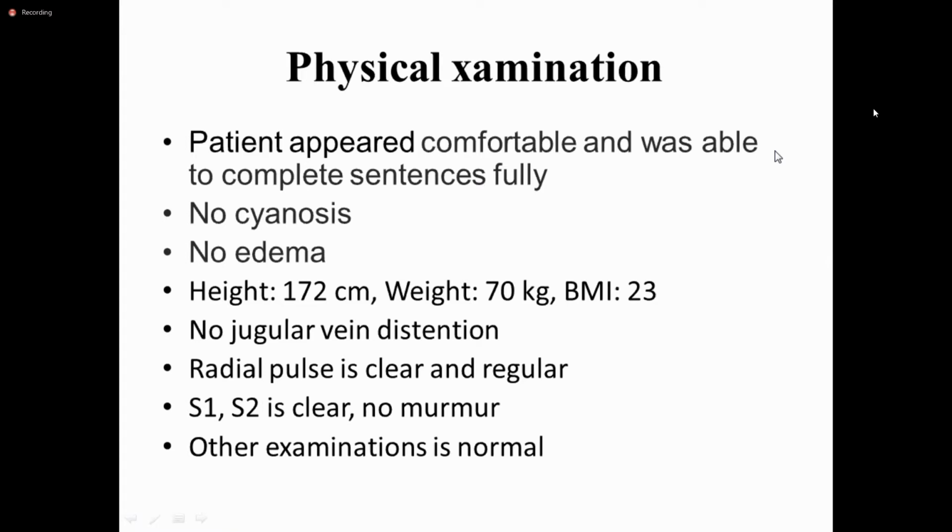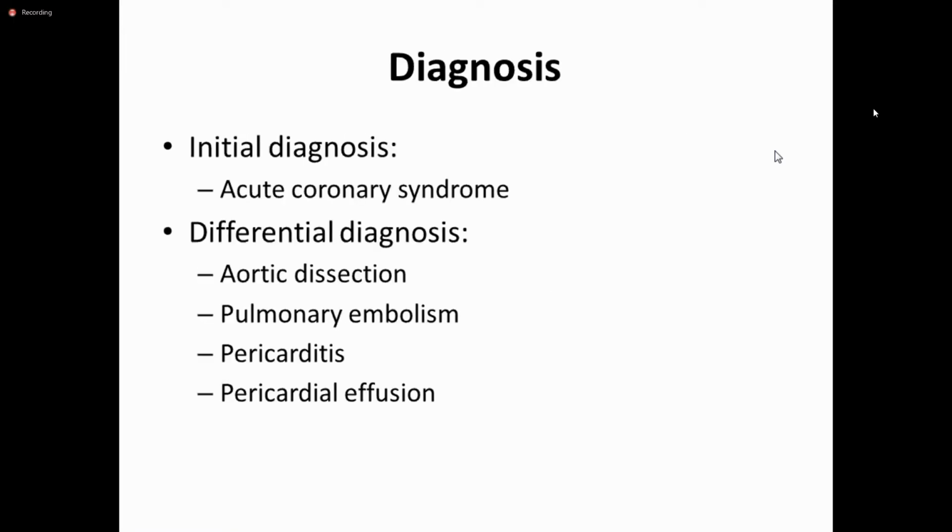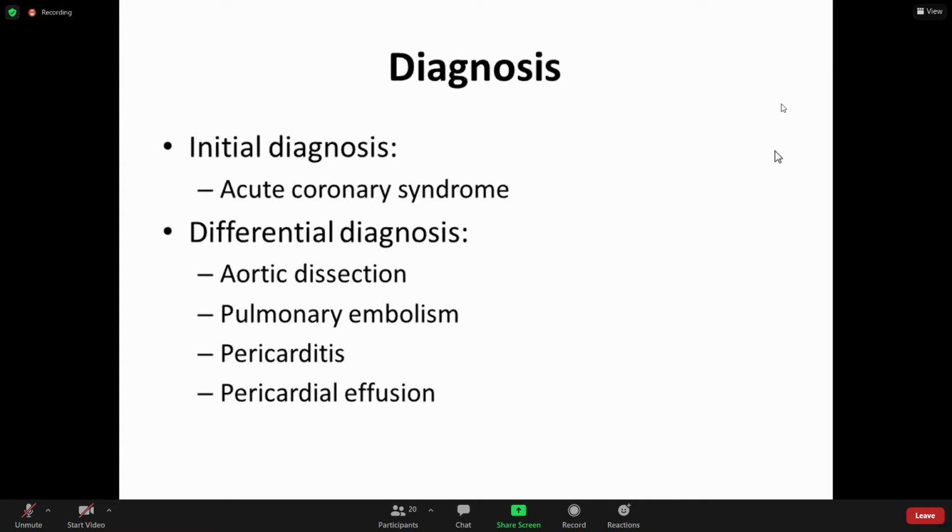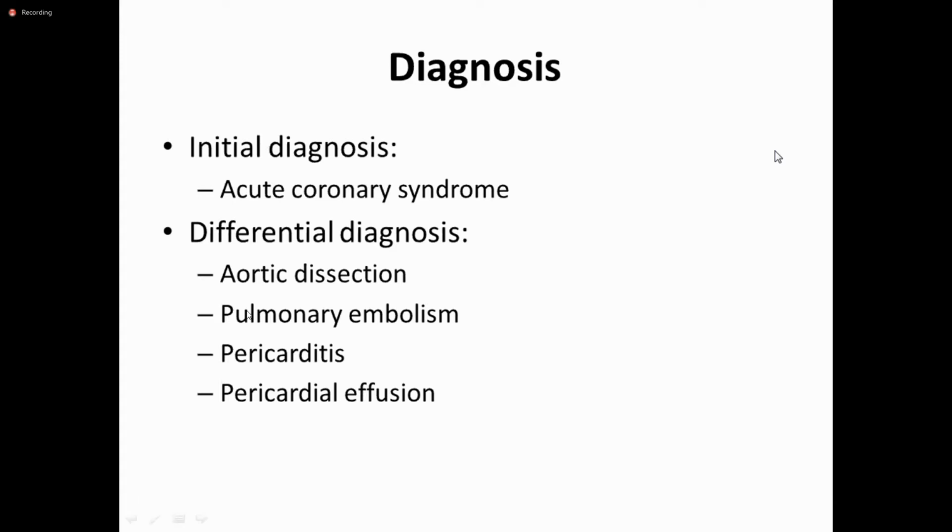No jugular vein distension. Radial pulse is clear and regular. S1, S2 is clear and no murmur. Other examination is normal. So the initial diagnosis of this case is acute coronary syndrome. And the differential diagnosis, I think, is aortic dissection, pulmonary embolism, pericarditis, and pericardial effusion.